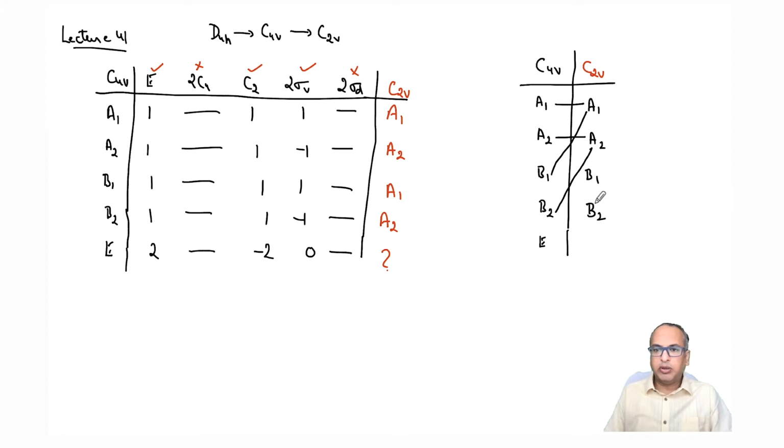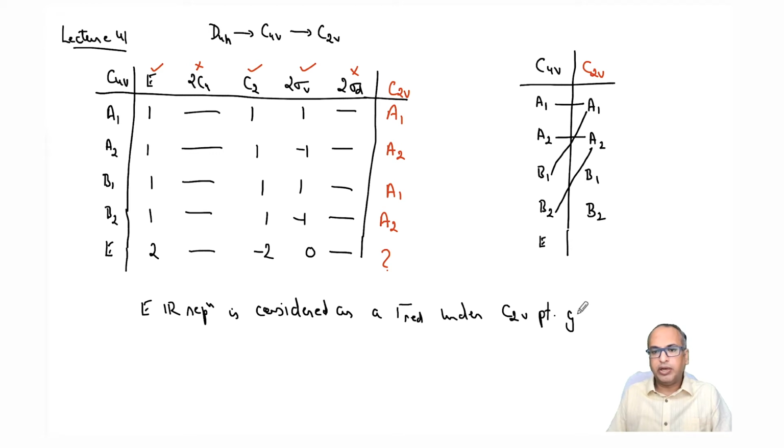Now B1 and B2 in C2v are not correlated with anything in C4v so far, with any of the 1D representations. Now how do we find out what E is going to be represented as under the C2v point group? So how do we do that? It is not as straightforward, but it is not difficult also. So what do we do? The E IR representation is considered as a reducible representation under the C2v point group, right?